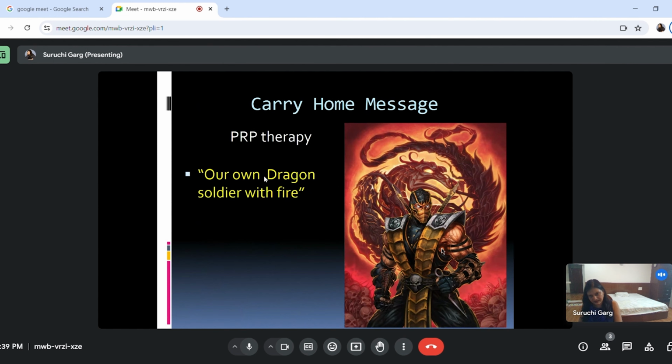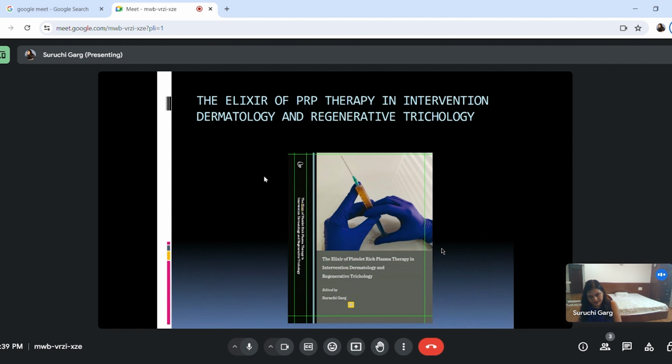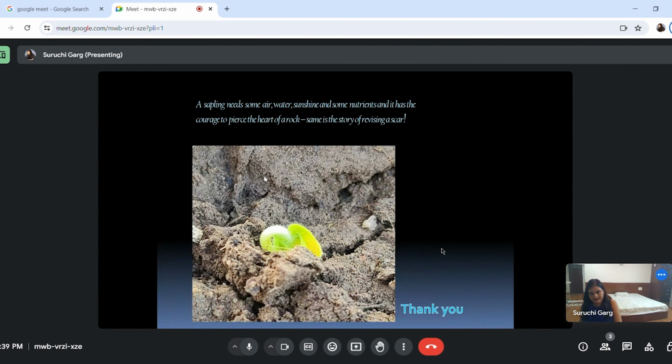So this is our PRP, our own dragon soldier with fire, and this is my book on PRP. And you can go into details of various scars and other treatments here. So this is my last slide.